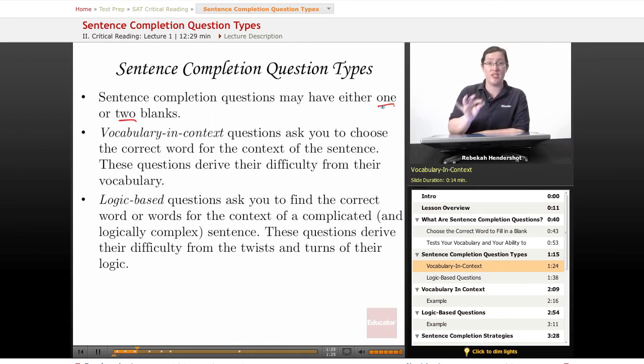Now, there are two kinds of sentence completion questions. Vocabulary and context questions ask you to choose the correct word for the context of the sentence. These questions derive their difficulty from their vocabulary. If you know what the words mean, these questions are easy.